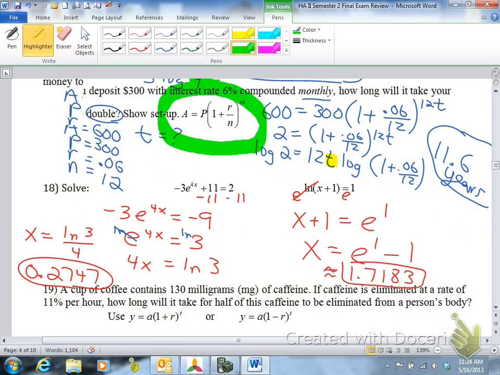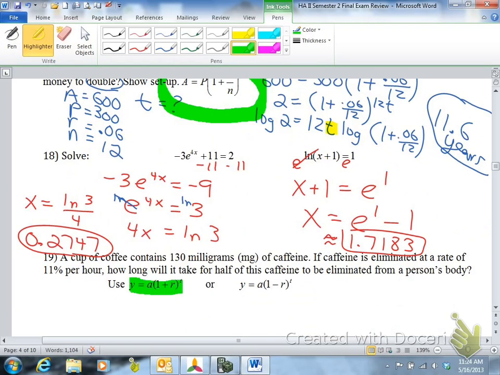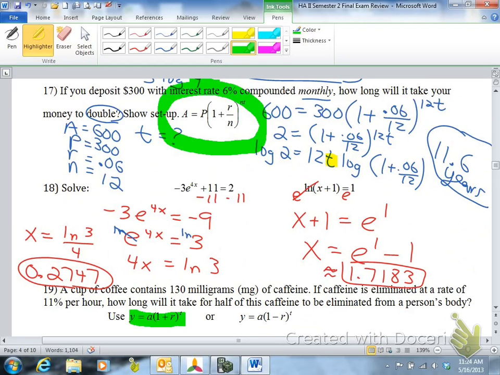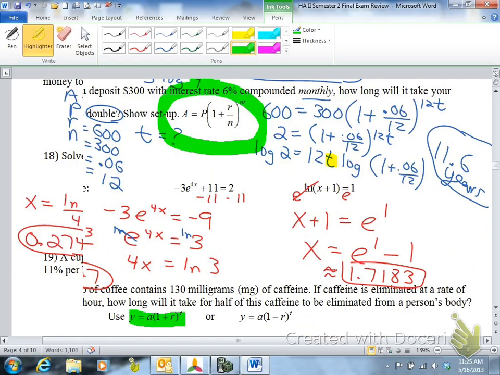If you notice, these equations are actually really similar. The only difference is that the n isn't in it. This one is compounded monthly, and this doesn't have an n. So you have 1 plus r to the t, and the variable P here is A here. They're really similar, but I won't give you these two equations.